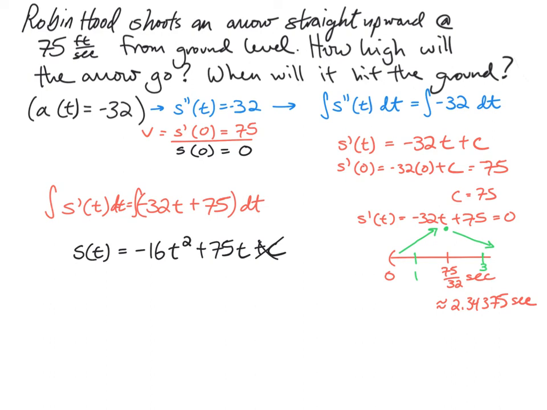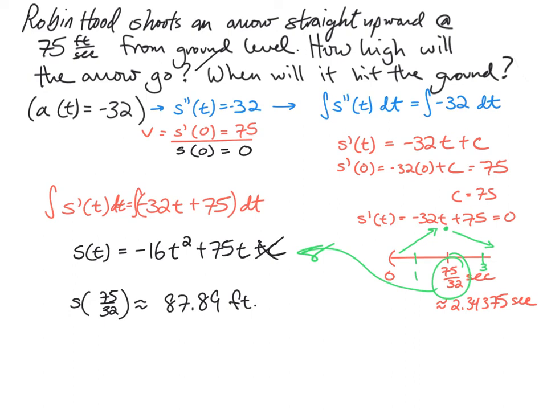So that means if we take this time and we put it into our position function, we can figure out the height. And you would get 87.89 feet. Let's just go to 2 decimal places. So here, s of 75 over 32 is about 87.89 feet. So it reaches almost 90 feet off the ground. So check, how high will the arrow go? We got that.